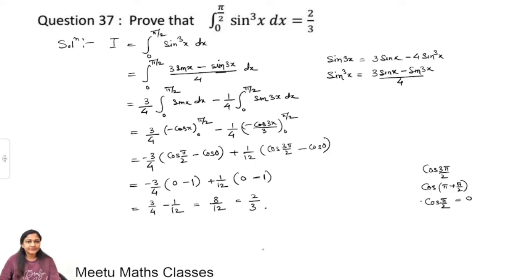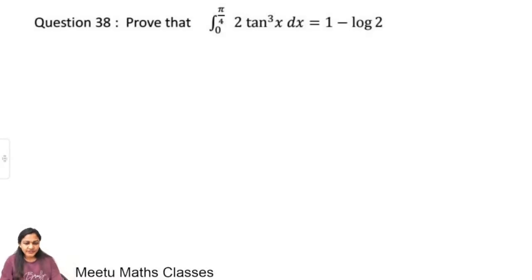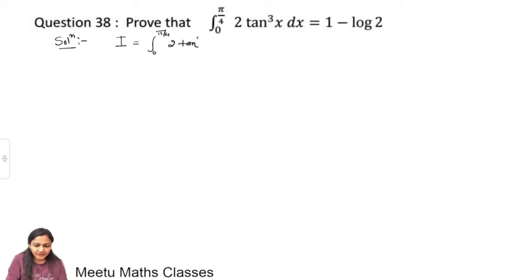or we can write it as 2/3. Now your next question is question number 38. Prove that integral 0 to pi/4 2 tan cube x dx is equal to 1 minus log 2. Now to solve this integral, let I be integral 0 to pi/4 2 tan cube x dx.